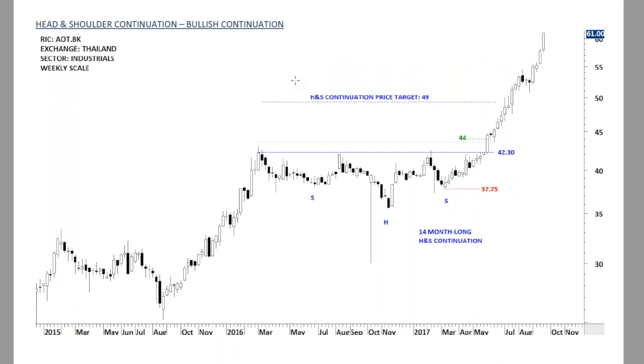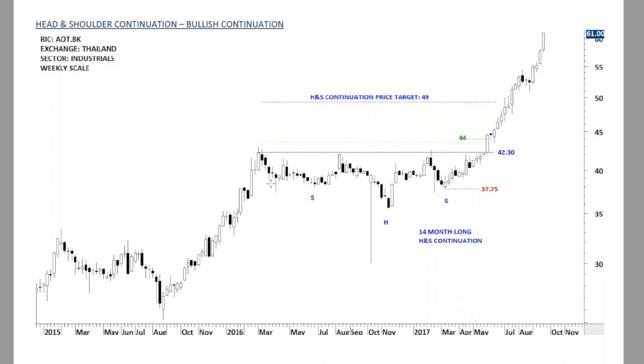Thailand index was breaking out, and this was one of the stocks, a blue chip company, that broke out almost the first stock in the Thailand equities and still moving higher with a strong uptrend. Here is a perfect head and shoulder continuation that the boundary was tested several times and a strong breakout took place, and now the uptrend is still continuing. A chart pattern price target can be exceeded because we are completing 14-month long head and shoulder continuation.